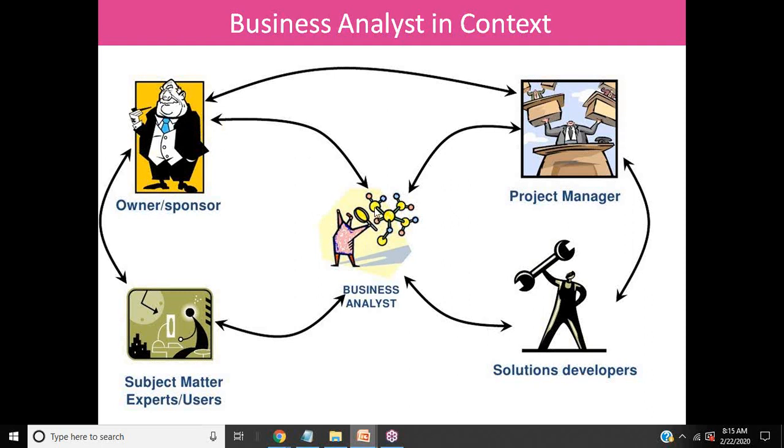And the business analyst can directly connect with the project manager. The business analyst is directly connected with the developer, the subject matter experts, and the users, those who will be using it. And as you can see, there is no connectivity between the user and the developer. So only through the BA can the end users and the solution developers connect with each other.